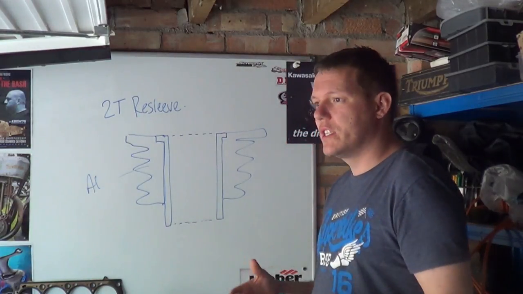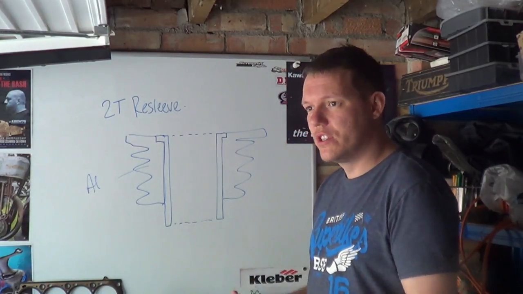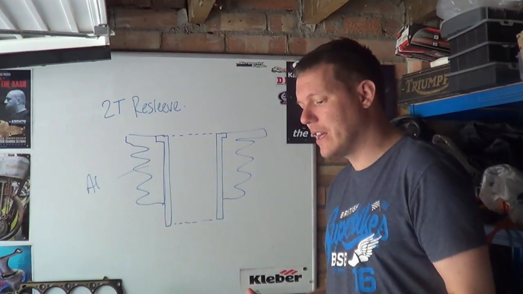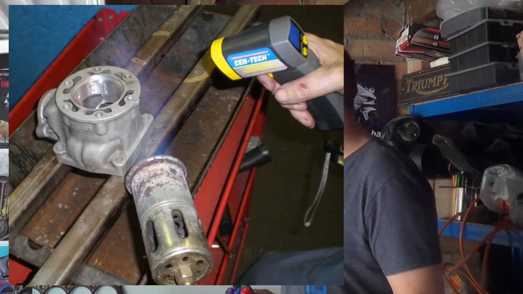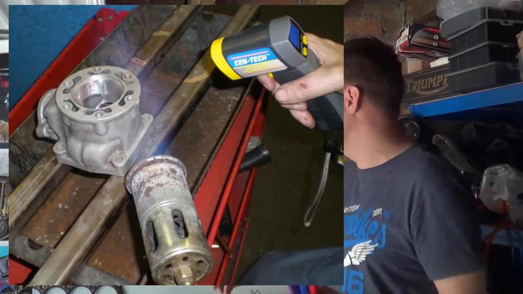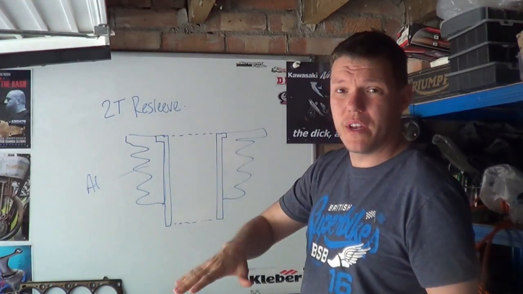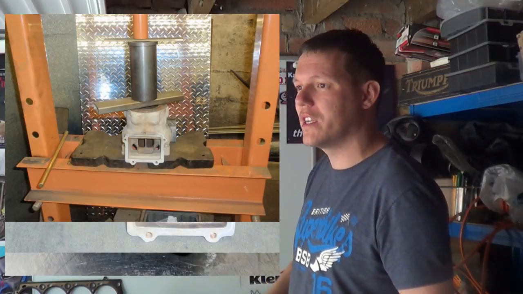So the way it works is that you have your original cylinder, and what you've got to do is heat that up so the aluminium starts to expand away from the sleeve, because they've got different thermal expansion properties and all the rest of it. And then you put it in a hydraulic press and you pop the old sleeve out.